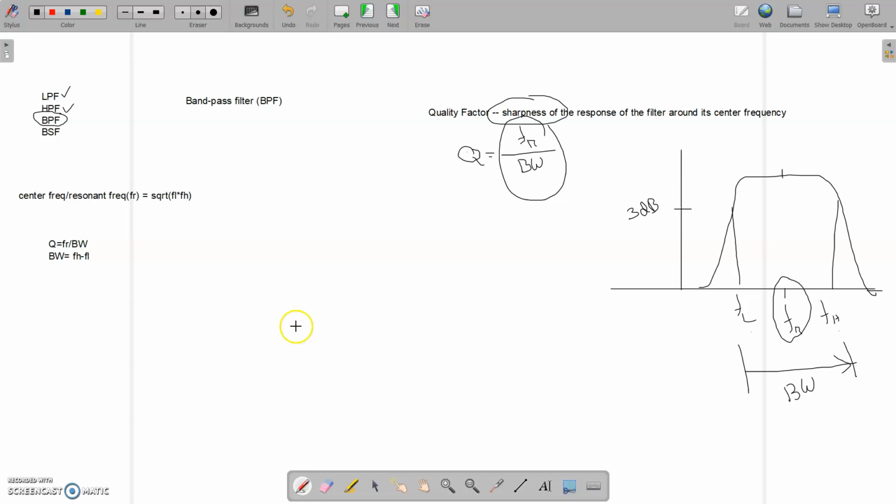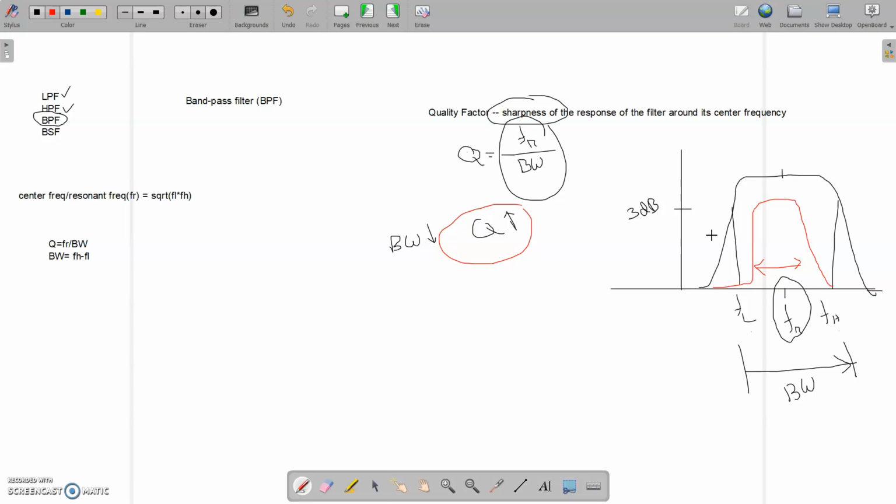So what it actually means is that if I have a very low bandwidth, I have a very high quality factor. What does it mean by very low bandwidth? Low bandwidth means my signal is like this. I have a very small bandwidth here, so a very small bandwidth means I have a very high quality factor. I am allowing only a certain range of frequency to pass, so it has a better quality factor.